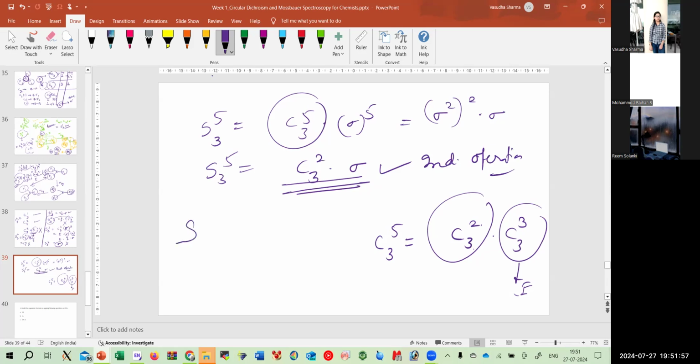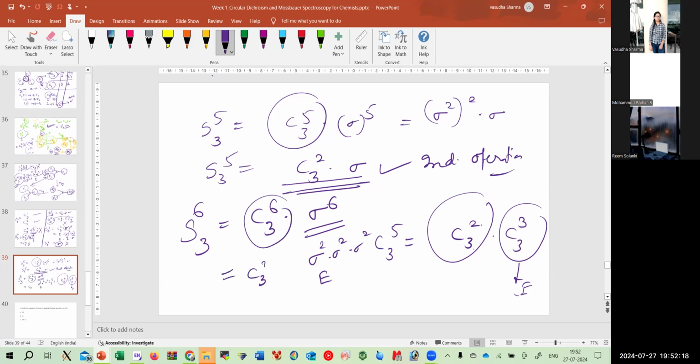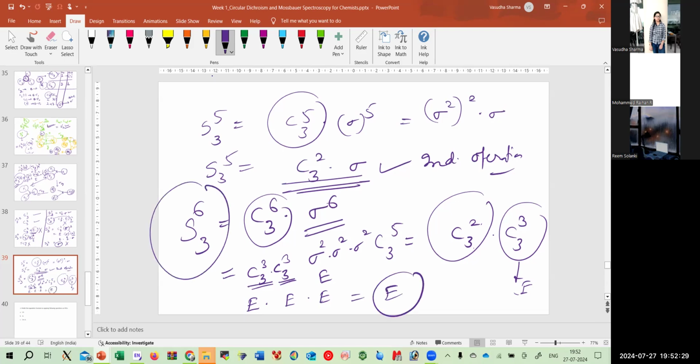Okay. Now the last one, because this is the definition of your S. Sigma, the proper axis should also be there. Sigma also should be there. And lastly, when we have S36, now you count C36 and sigma 6. Sigma 6 is sigma 2 into sigma 2 into sigma 2, which is an identity. And C36 is nothing but your C33 into C33. What is C33? That is identity. Sigma is already identity. All the multiplication of identity gives you identity. So S36 becomes identity. So now you stop at this point. Okay, ma'am.